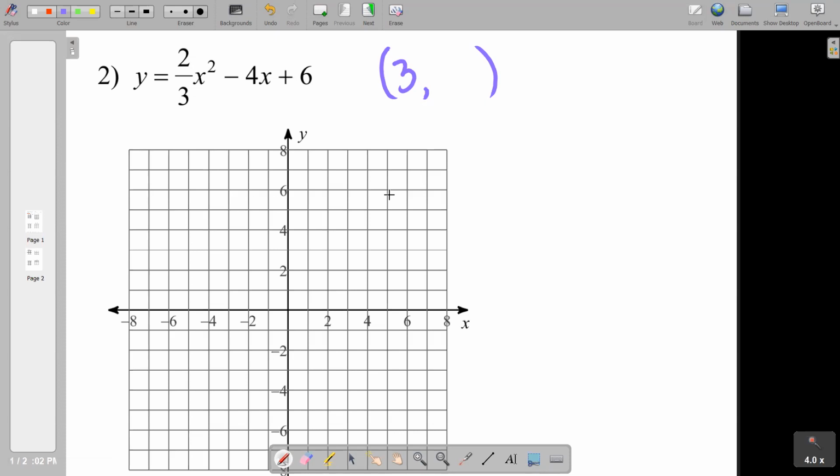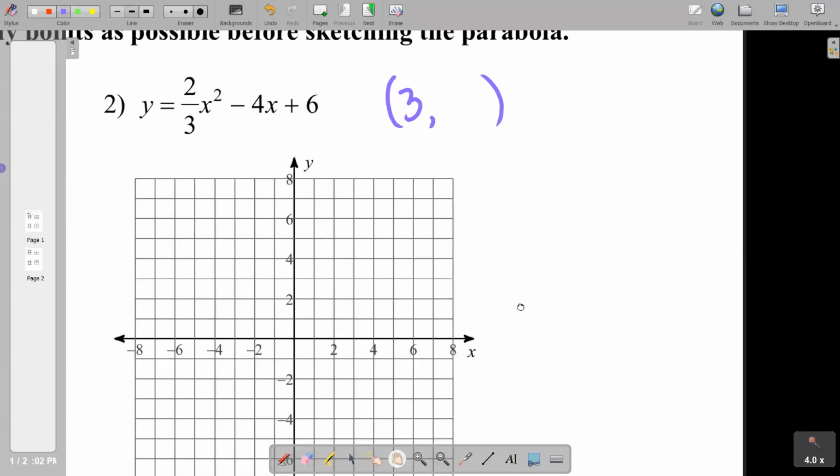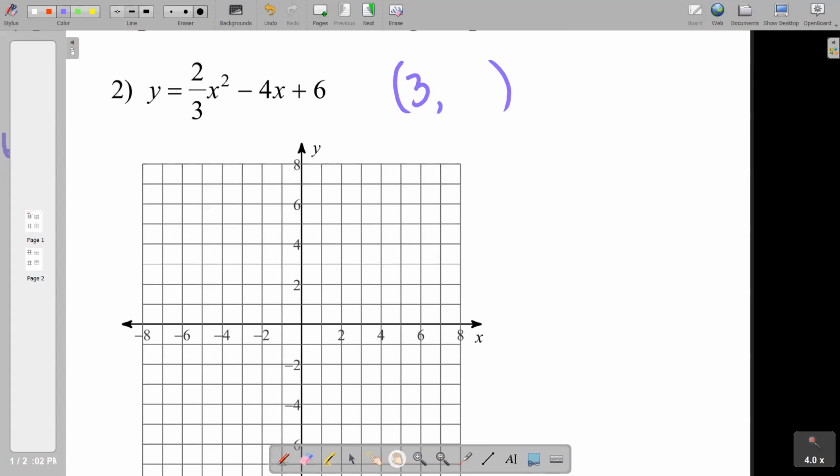How are we going to find the y? Yeah, go change those x's. Go swap the x's out for 3's. So there's one x right there, and there's another x right there. If I make this first one into 3, what is 3 squared? And again, basic skills question, what is 2/3 times 9?